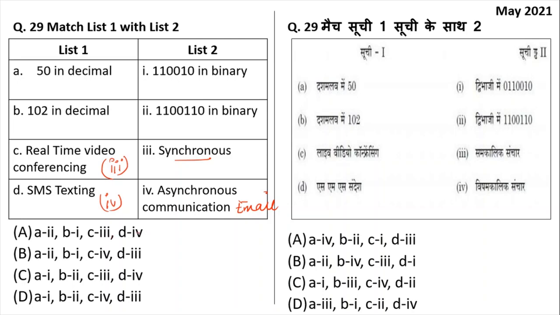So here you see, this has C 3 and D 4. So that means now you will have to solve one of these to get the answer. Because two options have this same. So when you will solve these, what is the decimal? 50 decimal is how much in binary? Let's solve, as I already told you in one of the questions, how to solve decimal to binary.